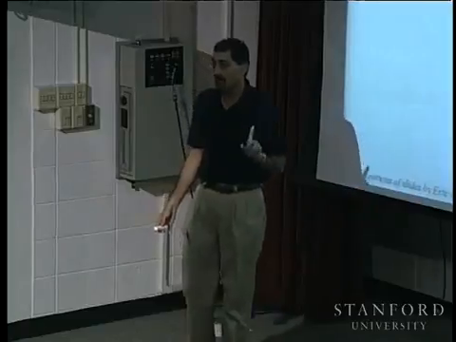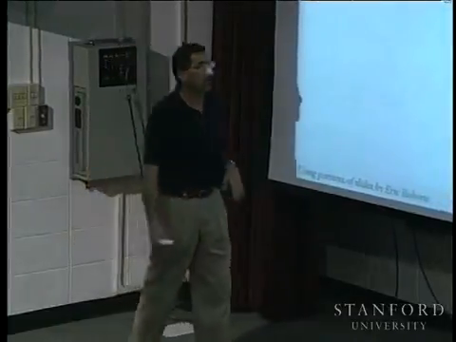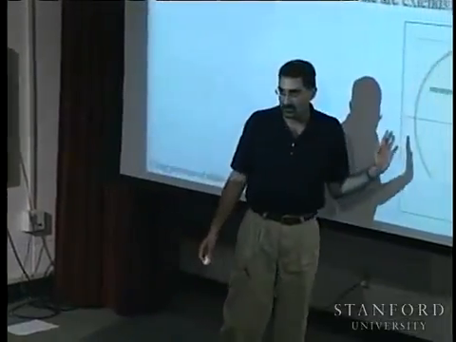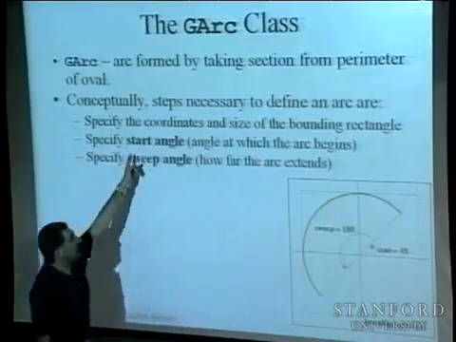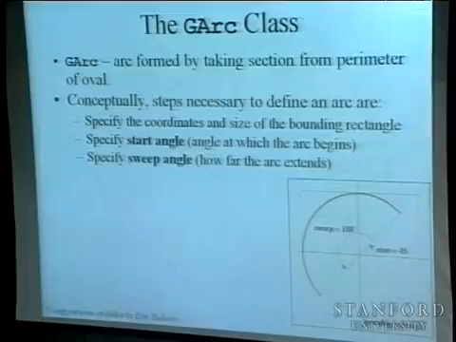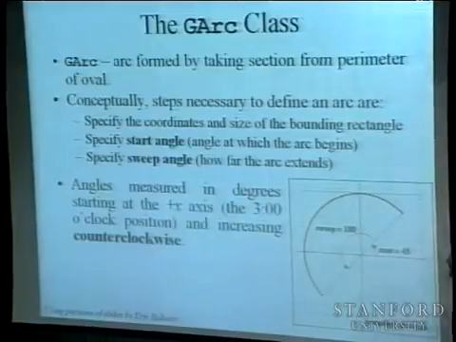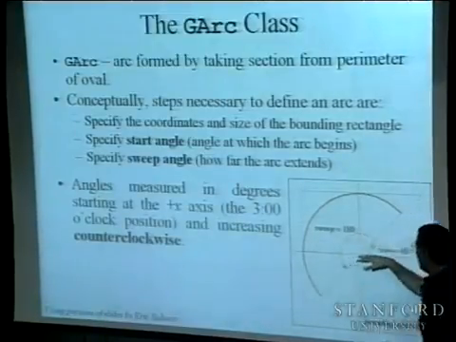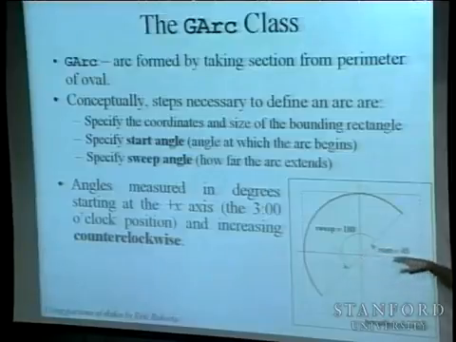But we're not going to draw the whole oval. We're just going to draw an arc from the oval. How do we specify the arc to draw? We need to specify something called the start angle and the sweep angle. So what are the start and sweep angle? Both of these angles are measured in degrees starting at the x-axis.